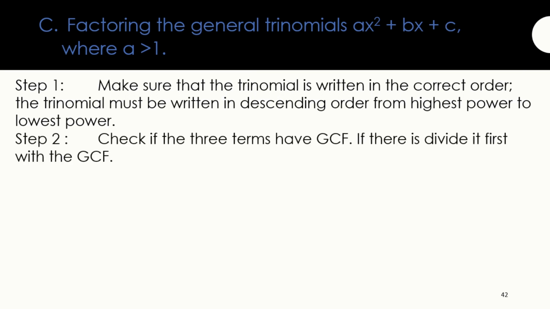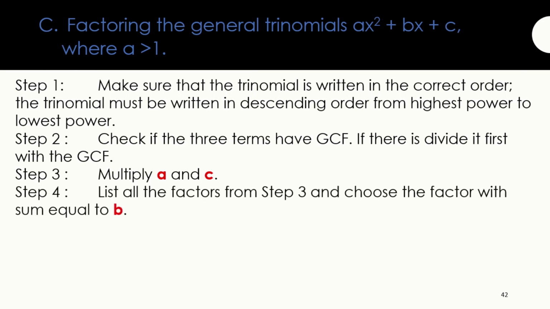Step 2, check if the three terms have GCF. If there is, divide it first with the GCF. So, hanapin natin kauna-unahan ay greatest common factor. So, ito naman is applicable sa lahat ng polynomials na ipafactor natin. Palaging ang kauna-unahan natin ay finding GCF. Next, step 3 is we will multiply A and C. Step 4, list all factors from step 3 and choose the factor with the sum equal to B.